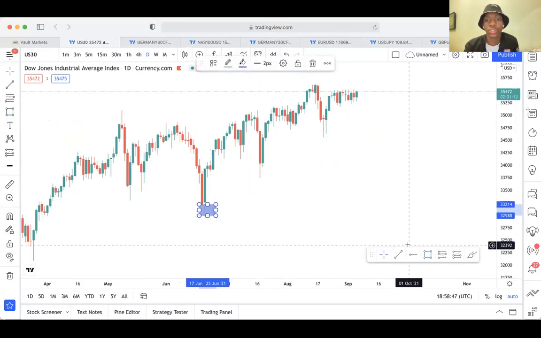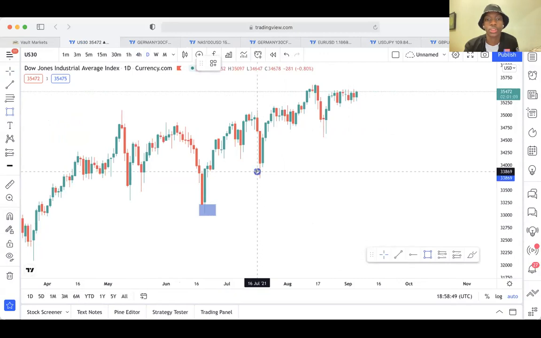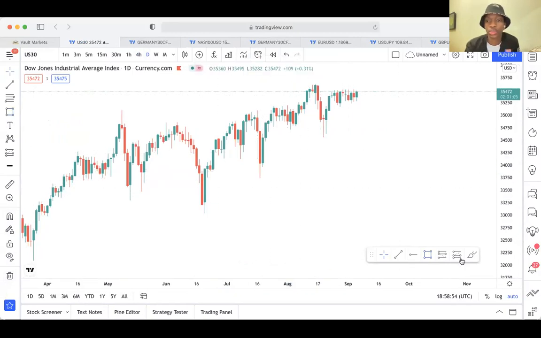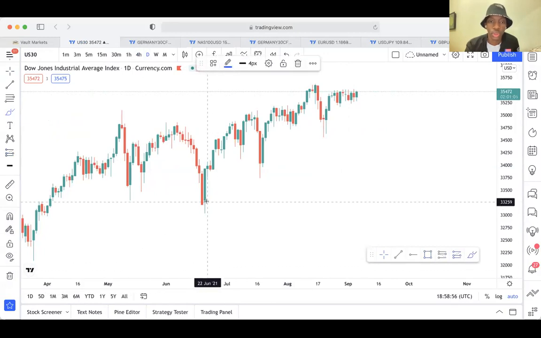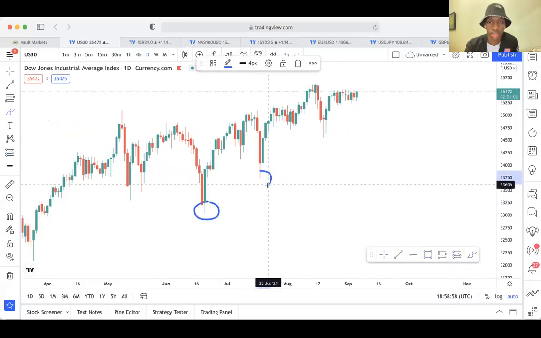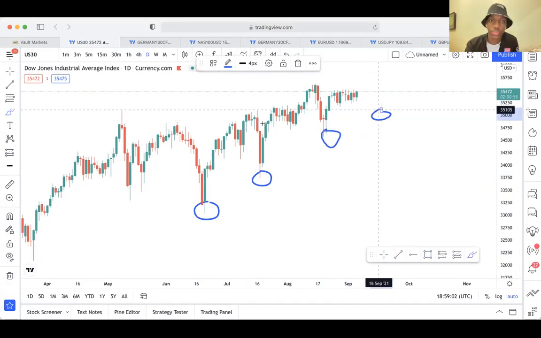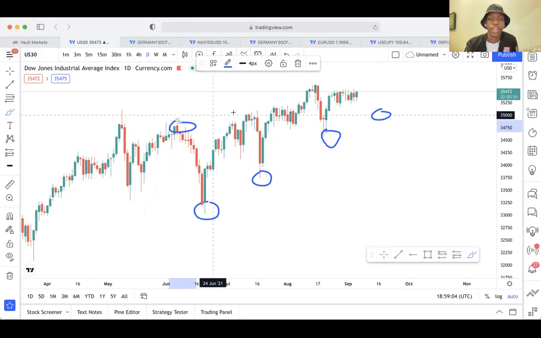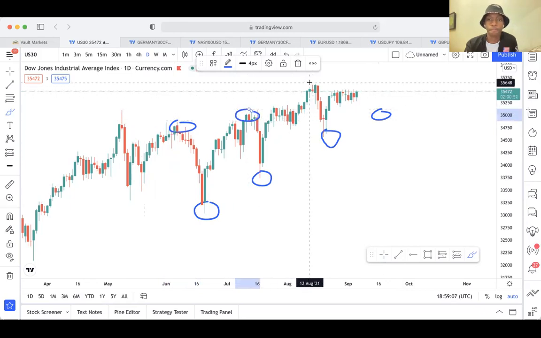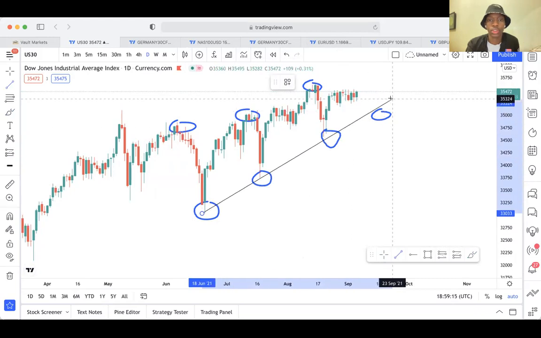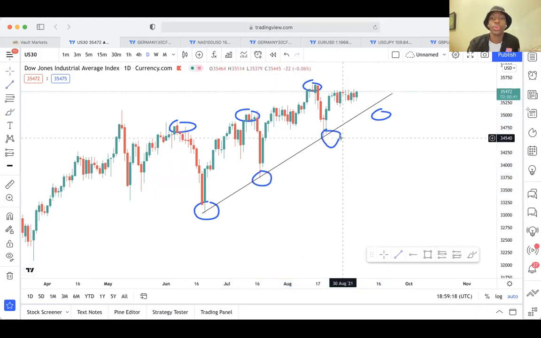Sorry, lower lows. Here's another one. Okay, this thing's going to take forever. Let me just circle it. Lower low. Another one. Another one. Another one over here. Here are our lower highs. So guys, what do we do? We connect a trend line. 1, 2, 3. There we go. We have our 3 touches.